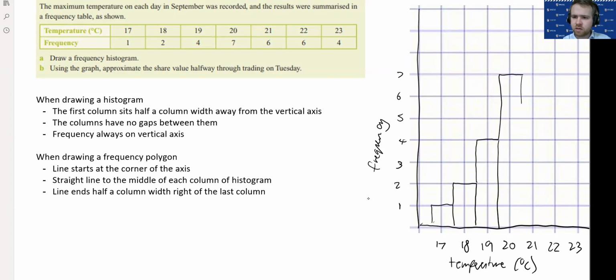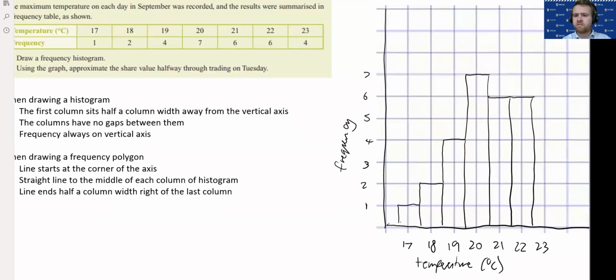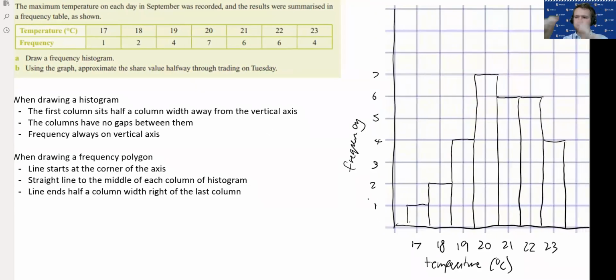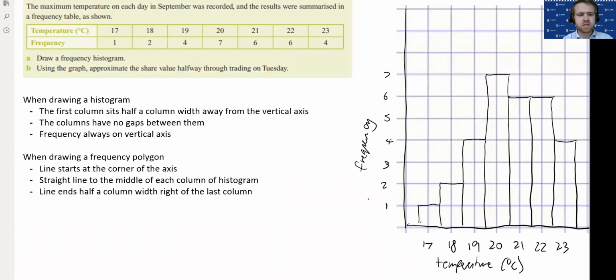And again, you would use a ruler for all of this, making sure it's nice and neat. 21 goes to 6, so we can just go across from there and then down. And then 22 is also 6, so we can just continue that there. And then 23 goes to 4. So across and down like that. So we've got this Manhattan kind of thing with these columns with no gaps between them. Okay, so that is our frequency histogram. It's very important that we obey those rules.